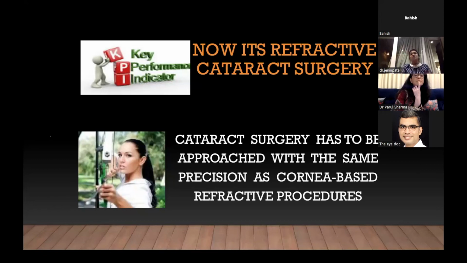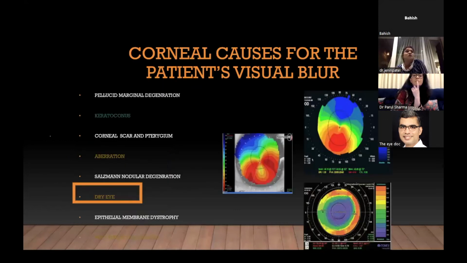And you want to look into different parameters on a topographer in the patient for a cataract surgery. The reason being that not all the causes of vision blur is a cataract. You have a large number of corneal causes for a patient's visual blur. And these could not be picked up on your slit lamp biomicroscopy or your optical biomicroscopy and can only be picked up by a topography. So we are looking at pellucid marginal degeneration, early keratoconus, a corneal scar and a pterygium. But most important, a Salzmann nodular degeneration.